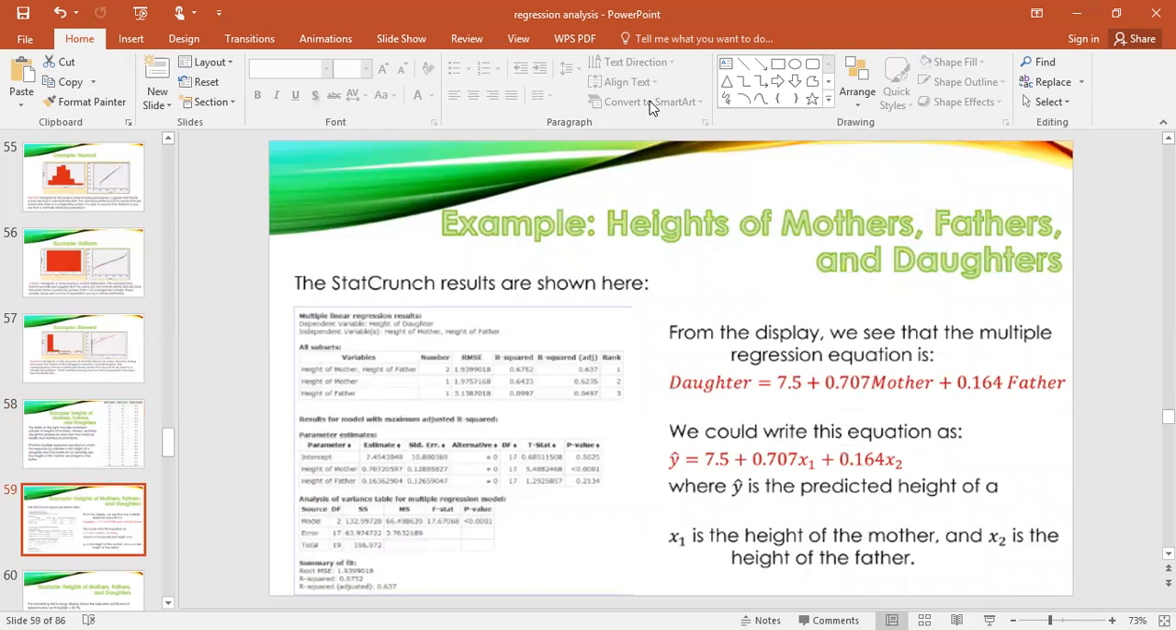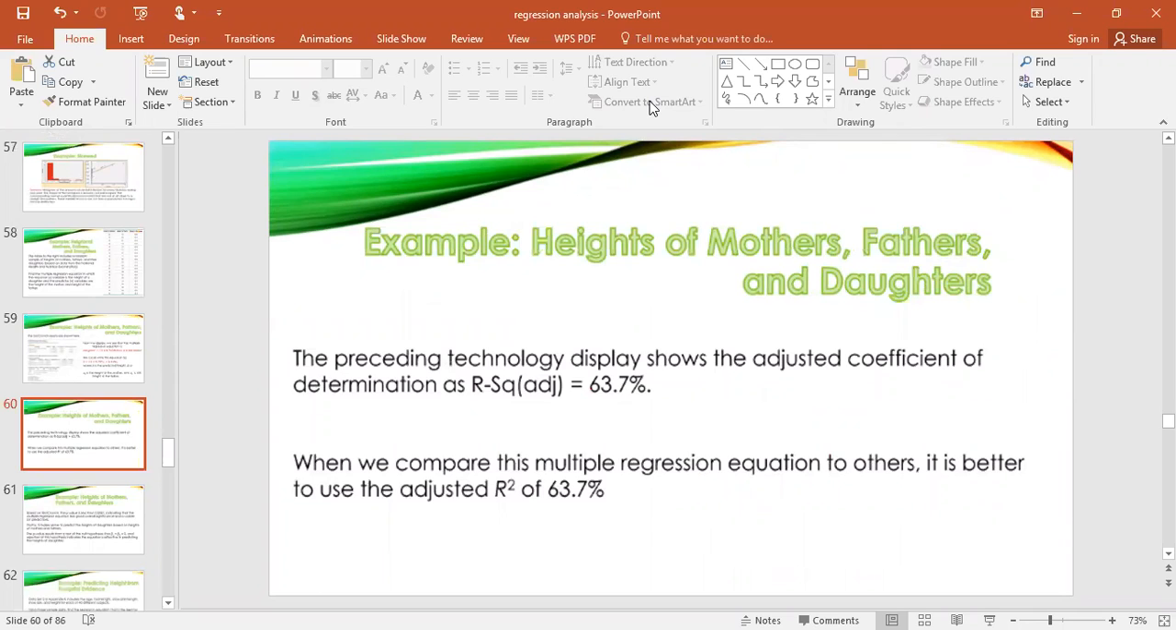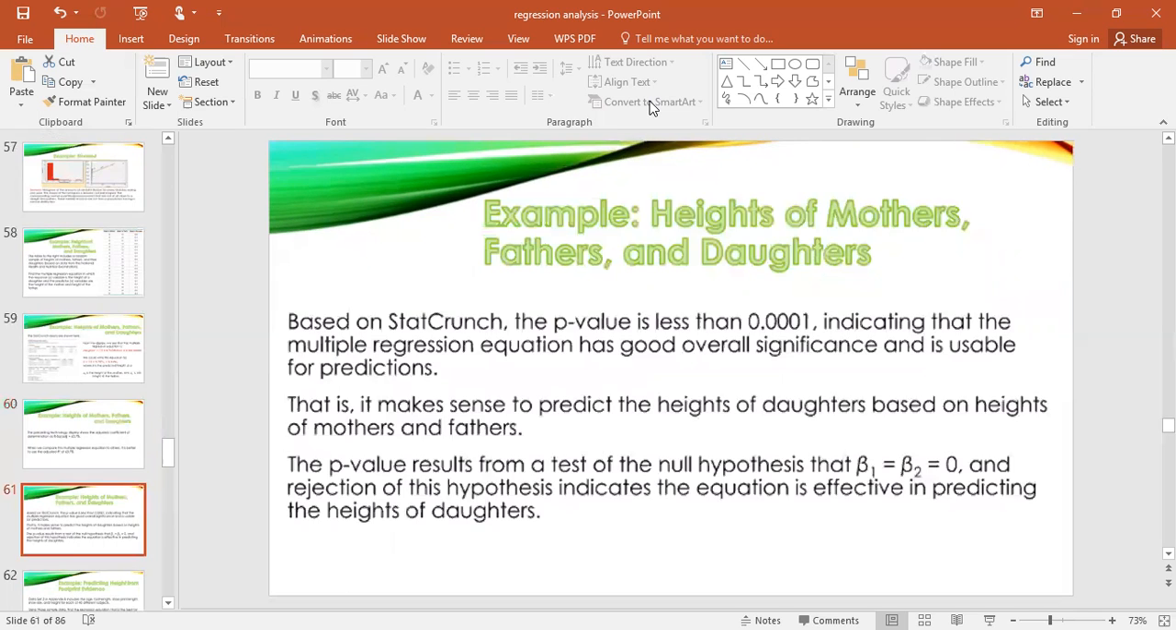From the display, we see that the multiple regression equation is daughter equals 7.5 plus 0.707 times mother plus 0.164 times father. We could write this equation as y hat equals 7.5 plus 0.707 x1 plus 0.164 x2, where y hat is the predicted height of daughter, x1 is the height of the mother, and x2 is the height of father. The technology display shows the adjusted coefficient of determination, R squared adjusted, as 63.7%. When we compare this multiple regression equation to others, it is better to use the adjusted R squared of 63.7%.